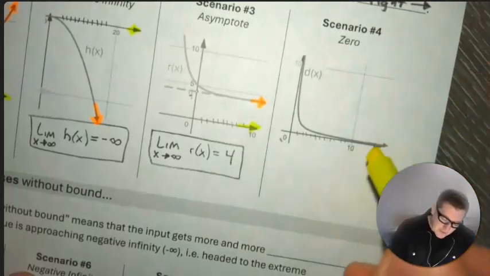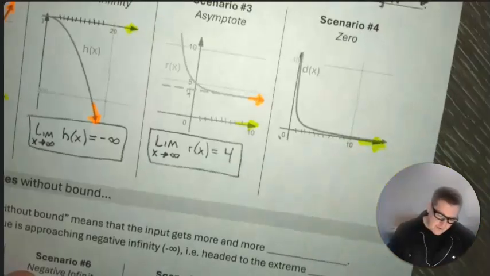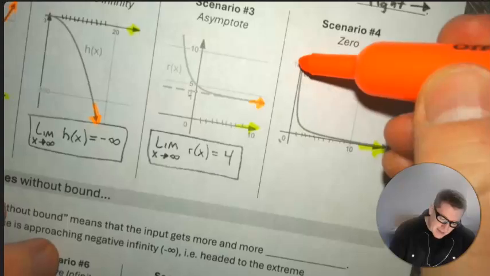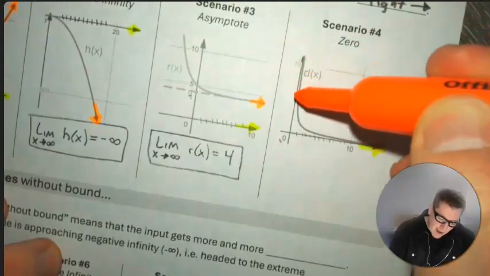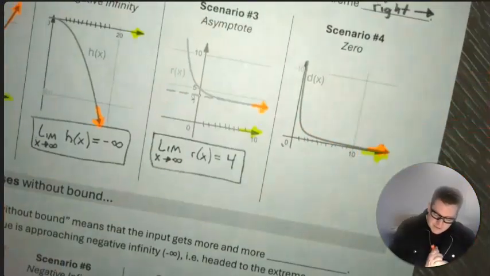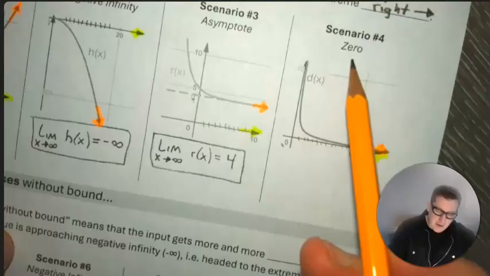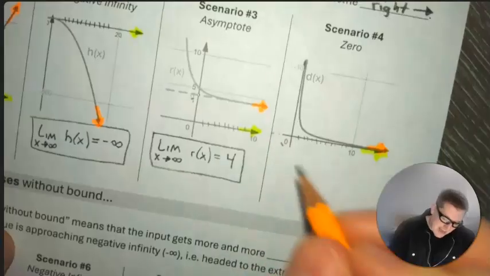I'm still headed over here on the x-axis. I'm still headed to the far right. My y value has an asymptote where it's headed to 0, meaning my y value got smaller and smaller, but it never crosses the x-axis. In fact, this scenario is really the same as this scenario. It's just that my asymptote's not 4. My asymptote is the x-axis.